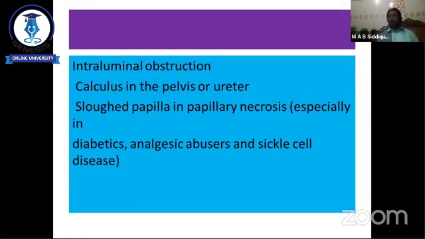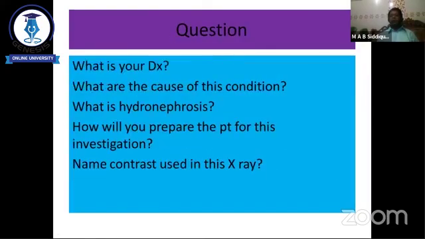Intraluminal obstruction is another cause: a calculus in the pelvis or ureter, a sloughed papilla in papillary necrosis in diabetic patients, analgesic abusers, and sickle cell disease can cause hydronephrosis. So these are the causes of this condition.